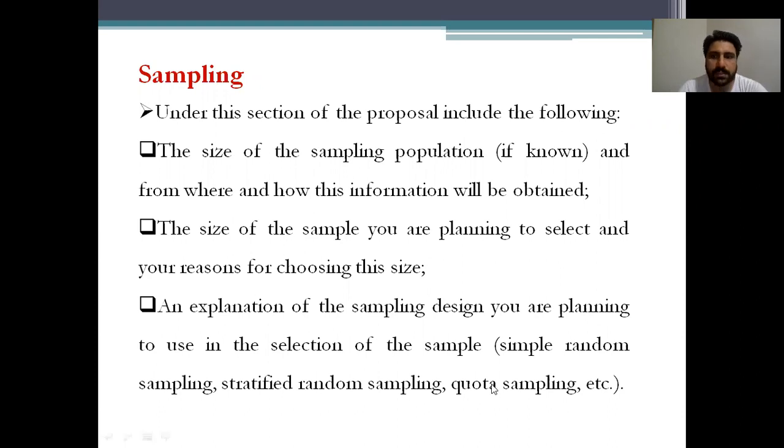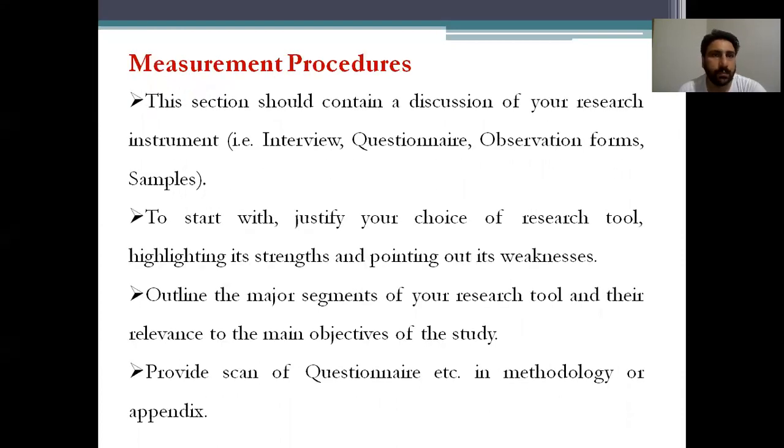An explanation of the sampling design you're planning to use. Is it simple random, is it stratified random sampling, or quota sampling? What style of sampling are you planning to use? What's the inclusion and exclusion criteria for that? Recruitment procedure.